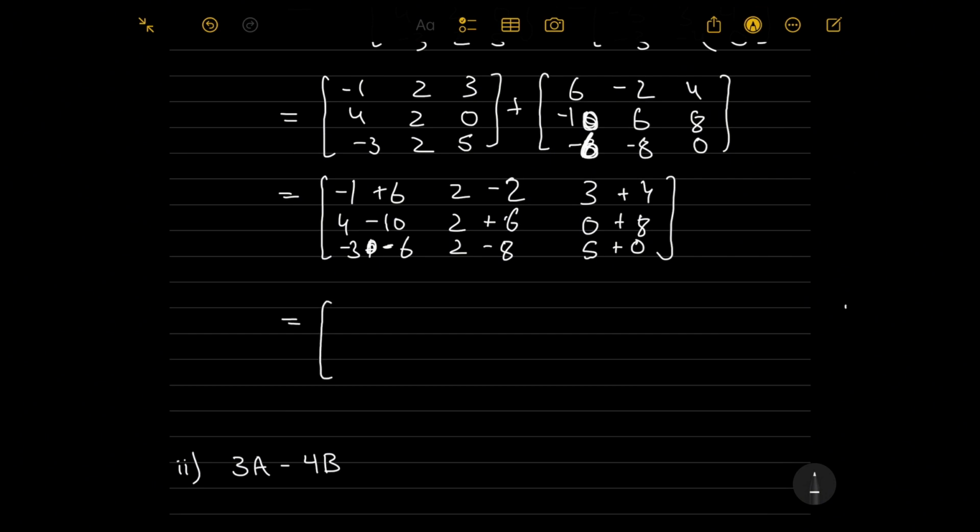and the answer is 5. So 5, 0, 7, minus 6, 8, 8, 8 minus 9, minus 6, and then 5. So this is the answer for part 1 of question number 10.